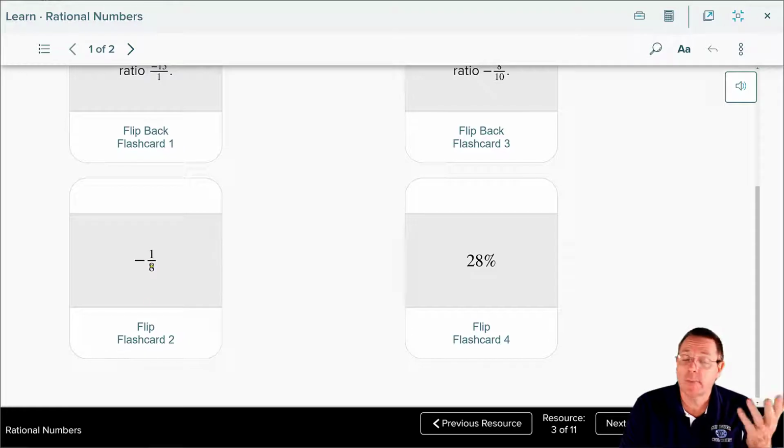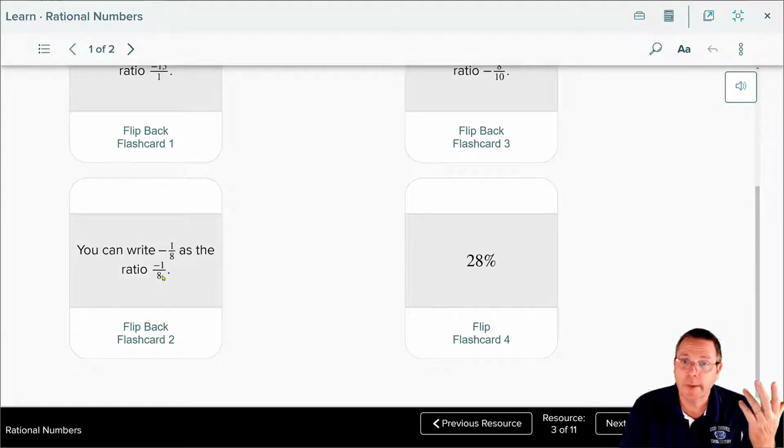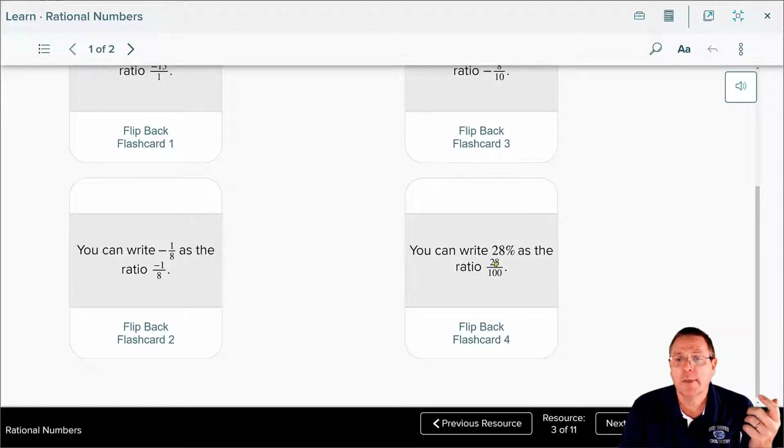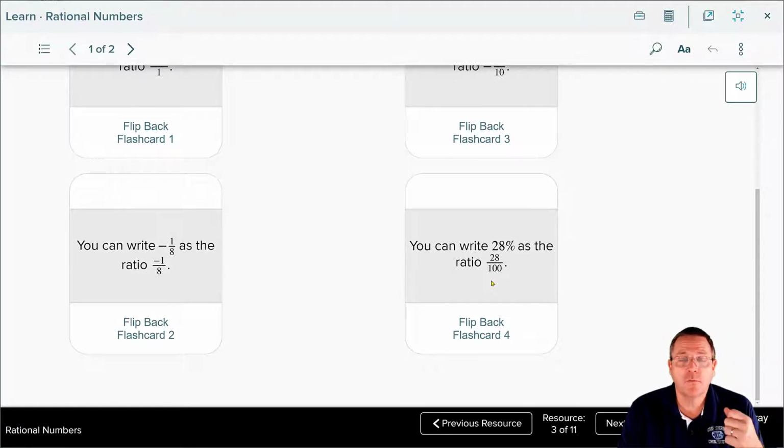Negative 1/8, written as a fraction where the denominator is not 0. It is going to be a rational number. And 28%, that's 28 over 100, written as a fraction where the denominator is not 0. So it is a rational number.